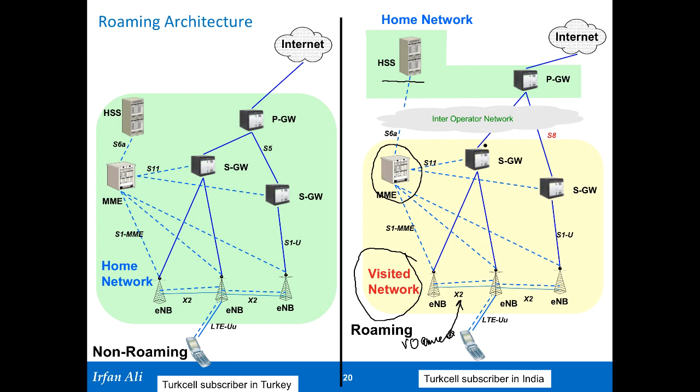And also, one of the most common architectures, which is called roaming with home routed traffic, is that your IP address and your P gateway are actually in the home network. So this is roaming with home routed traffic.